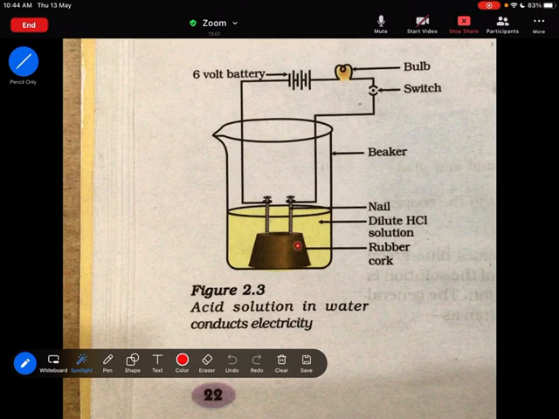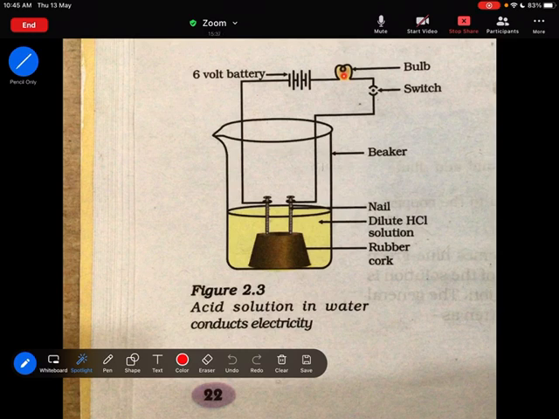This is a rubber cork. Rubber cork will not conduct electricity, will not carry current. So the circuit is incomplete. This iron nail is not touching this iron nail, and between them is a rubber cork. Rubber cork is an insulator. Current will not flow. The circuit is open. After putting the switch on, the bulb will still not glow because the circuit is incomplete. To that we are adding dilute HCl solution. Now the bulb will glow.